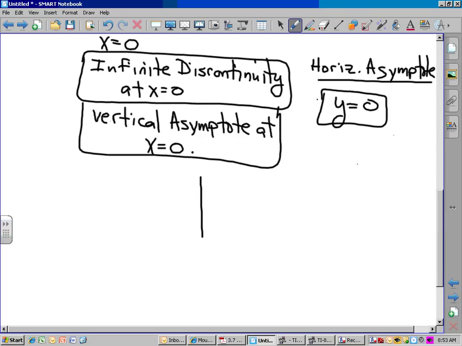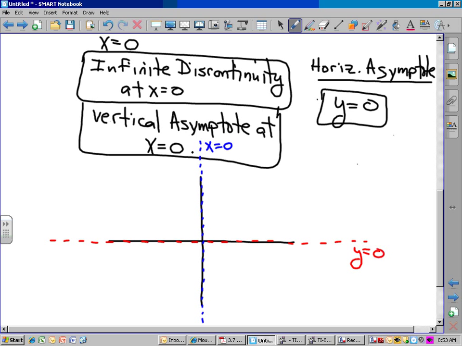Okay, we have a vertical asymptote. Again, a vertical line that is not part of the graph. Imaginary, if you want to say that. You don't see it as part of the graph, but the graph will approach it. So that's the vertical asymptote at x equals 0. Horizontal at y equals 0. Another imaginary line that the graph will never actually touch.